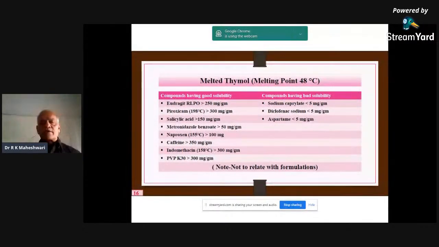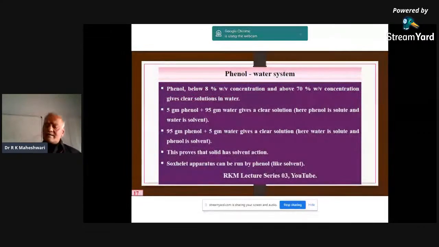Similarly, melted thymol, melting point 44 degrees centigrade, is a good solvent for some solutes, left-hand column, and a bad solvent for other solutes, right-hand column. Like this. And if you check others, some will fall in the left column, some in the right-hand column. Do not relate with formulation. All these are the proof that solids have solubilizing power.